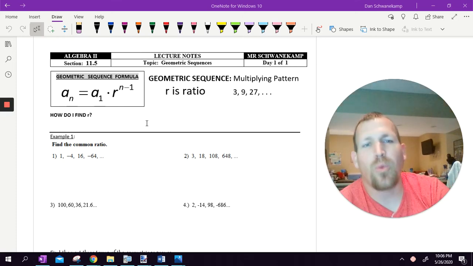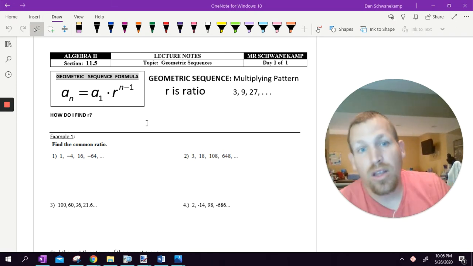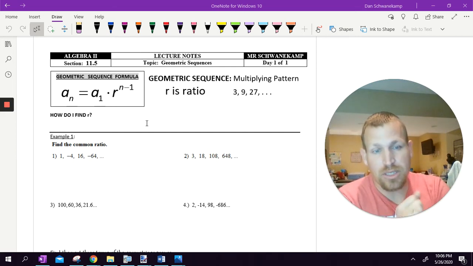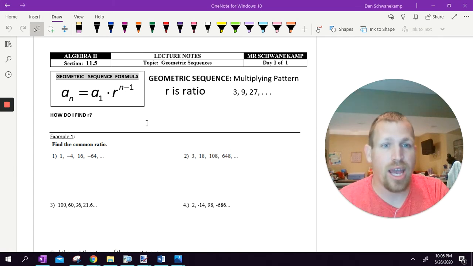Hey, we are on our last section here. Finally, we are to geometric sequences and series today. So, again, we started off in this chapter with sequences, then we did series, then we did arithmetic sequence and series. So, we used some formulas for adding and subtracting.